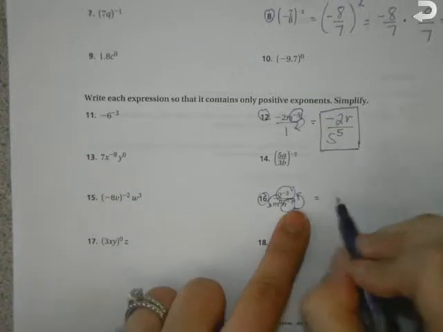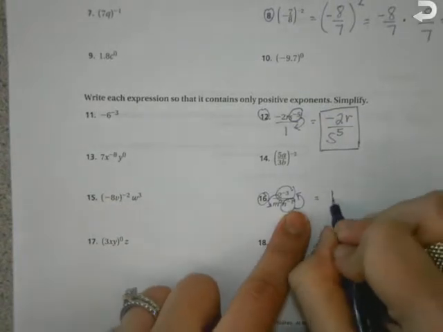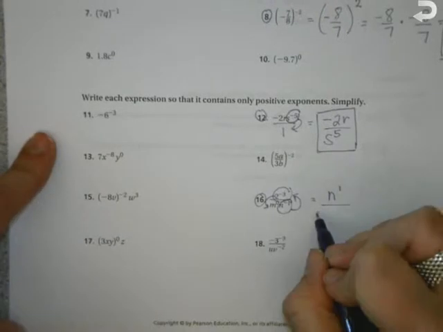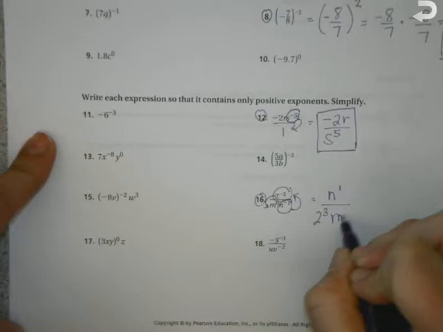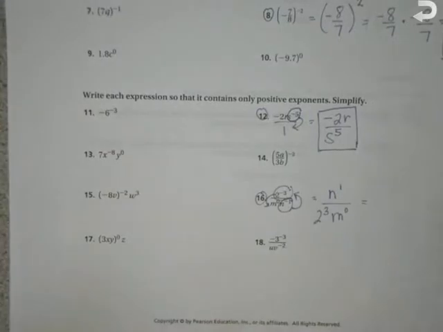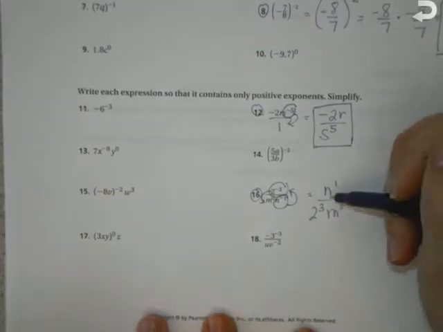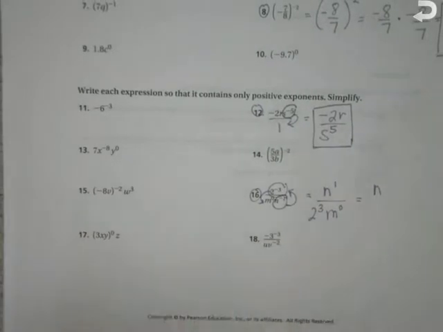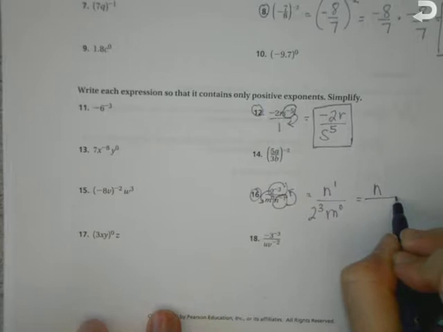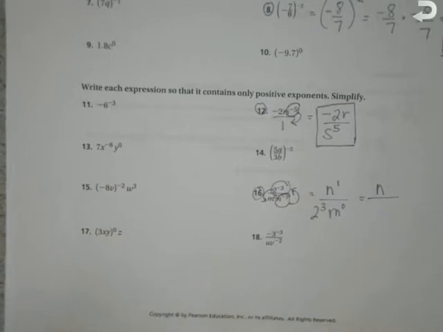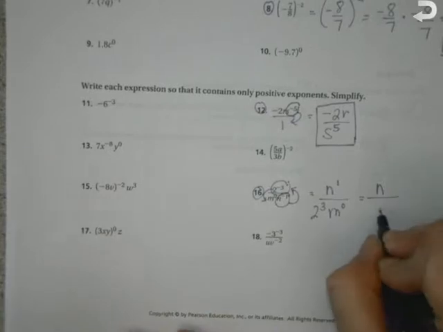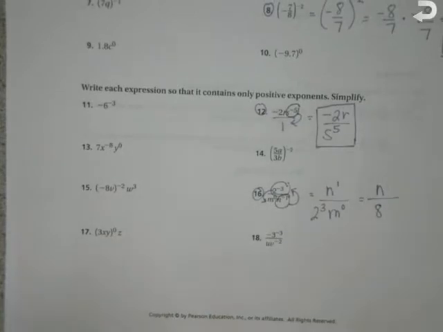Now there's going to be one more step in simplifying this. N to the power of 1. That just is what? That's just n. So you can write it as just n. Over. What's 2 to the 3rd come out to, guys? 8. 2 times 2 times 2 is 8. And m to the 0 is 1. So 8 times 1 just gives me 8. So your answer simplifies to n over 8.